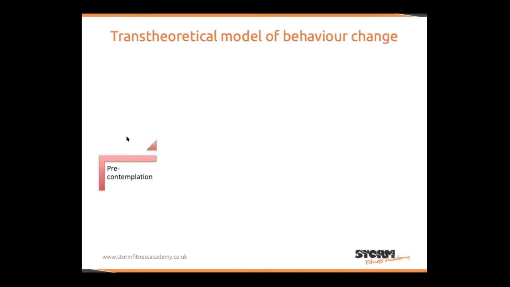Okay, so we've got different stages of behaviour change. Whether you're wanting to become more physically active, improve your diet, give up heroin, whatever your tipple is, you've got different stages of change. The first stage, we call it pre-contemplation. So any ideas, what would be a way to define the pre-contemplation stage?